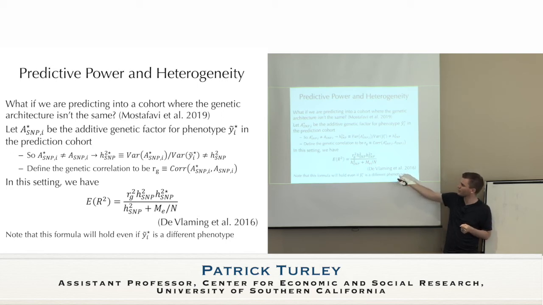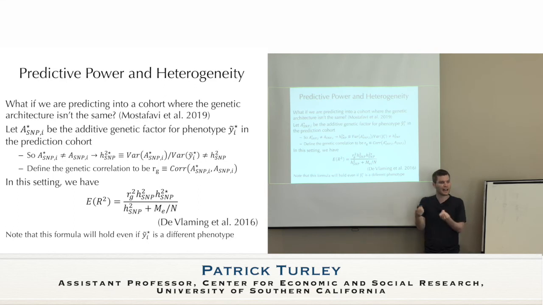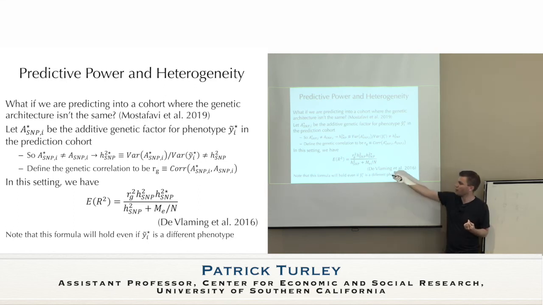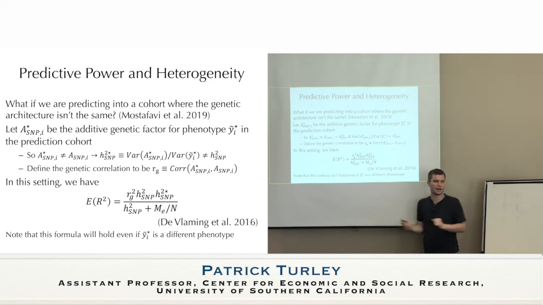So there are a few things that are important. Notice, for example, this r_G squared exists up at the top. If the samples are very heterogeneous, then r_G is going to be small, and so that would decrease the predictive power. To the degree that there's heterogeneity between the two samples, the polygenic index is not going to do as well in the other sample.